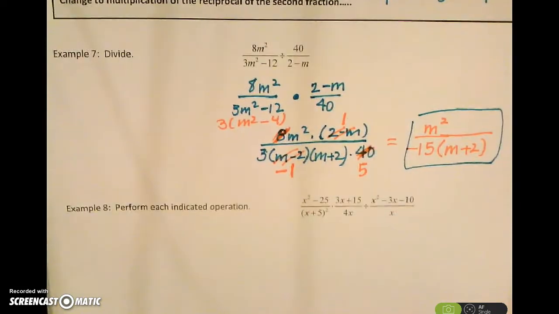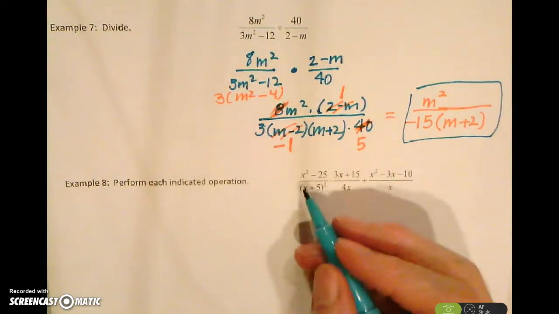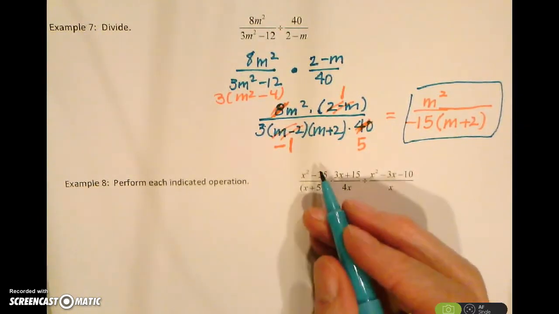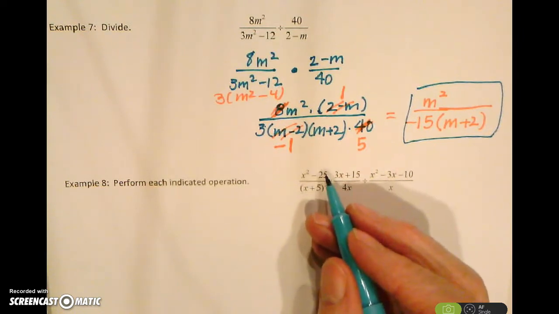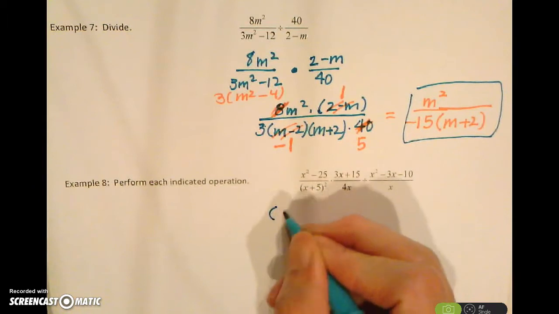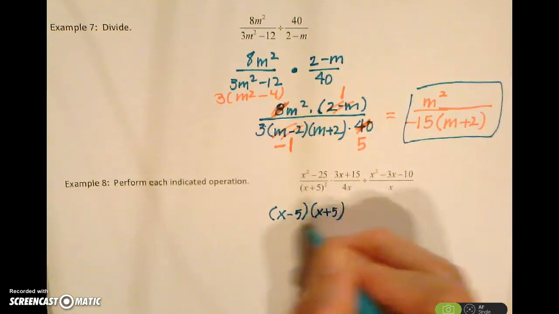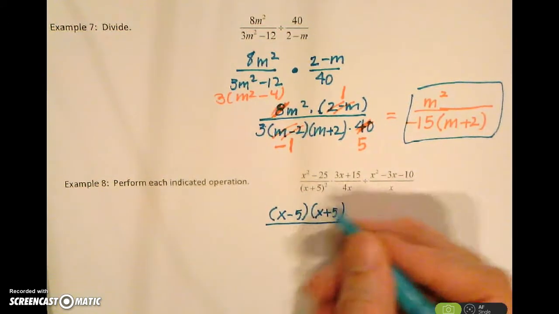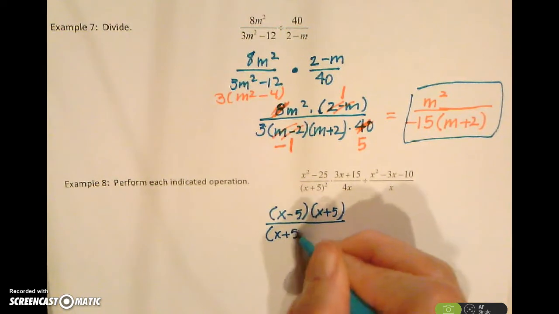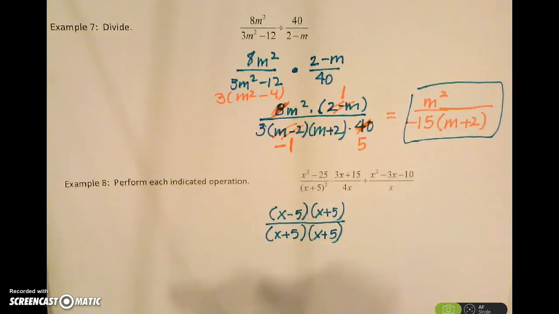And then example 8 is a long one, and we'll just take it step by step. I'm going to go ahead and factor as I go. I have here x squared minus 25 over x plus 5 squared. So this is going to factor into x minus 5, x plus 5, and the denominator is going to be this squared, so it's going to be an x plus 5 twice, so it times itself.